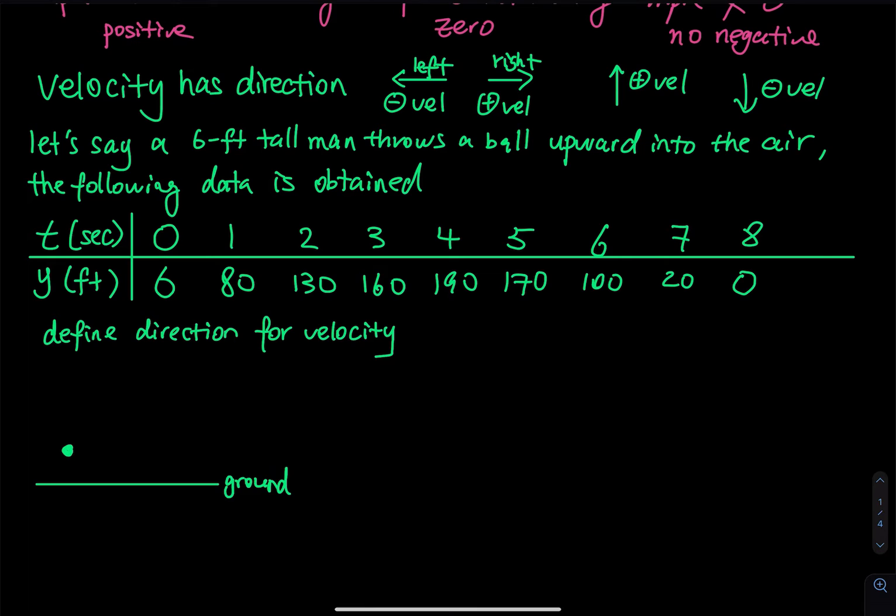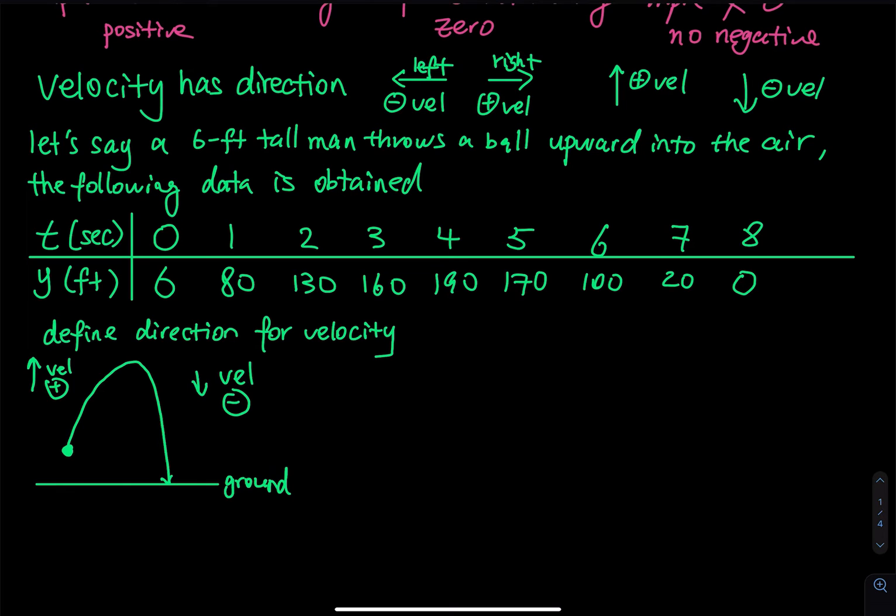So the ball will go up, reach all the way to the top, and then drop back down like that. So here is how we define it. When the ball goes up, the velocity is positive. When the ball drops down, the velocity is negative. Okay. Now, how about average velocity?